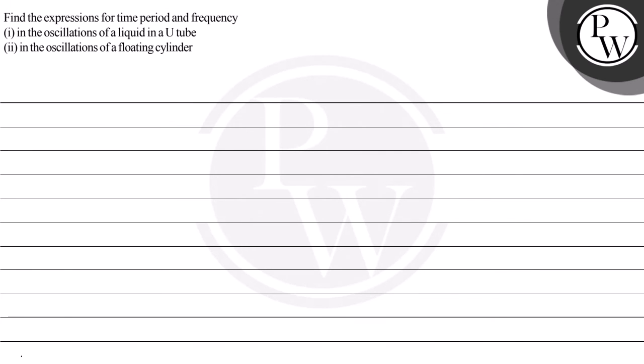Hello बच्चों. The question reads as find the expressions for time and frequency in the oscillations of a liquid in a U-tube and secondly in the oscillations of a floating cylinder. So firstly we will see the key concept of this question. The key concept for both the parts will be the time period in SHM.